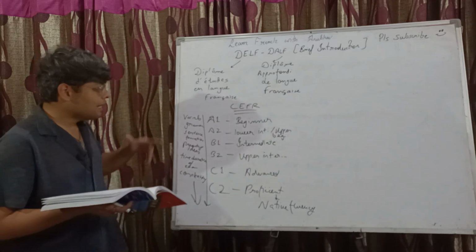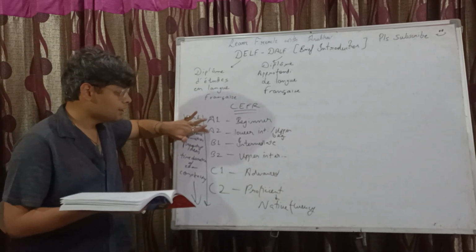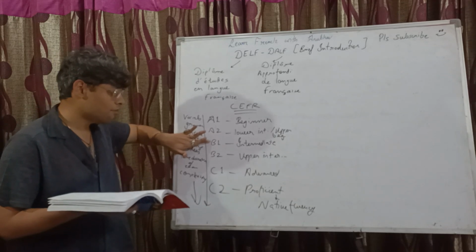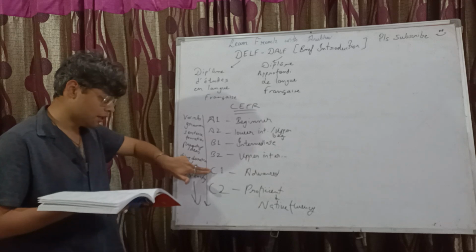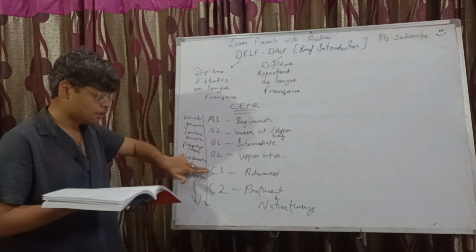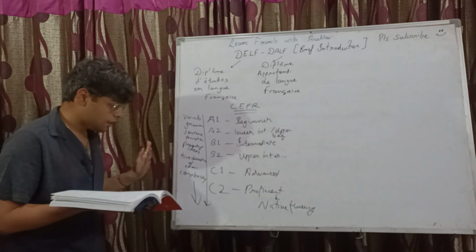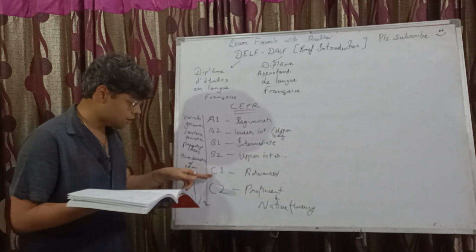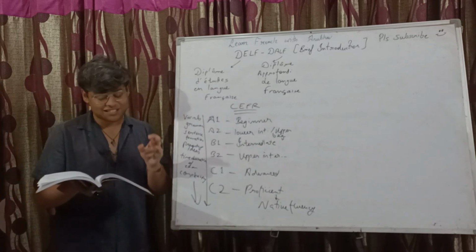In my case, I started right from A1. I cleared A1, I went to A2. I cleared A2, I went to B1. I cleared B1, I went to B2. After clearing B2, currently I'm in C1. I'm preparing for my DELF C1 exam from Alliance Française Delhi. I'm taking classes from there, and I'm in my C1 level right now. Let's see when I get to clear my C1, fingers crossed.